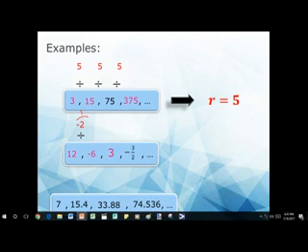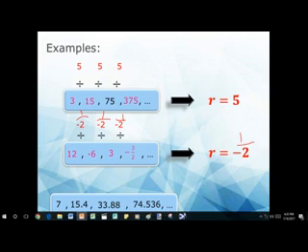And next is that we have 3 divided by negative 6 is also negative 1/2. And then we have negative 3/2 divided by 3 is also negative 1/2. Therefore, our r is equal to negative 1/2.